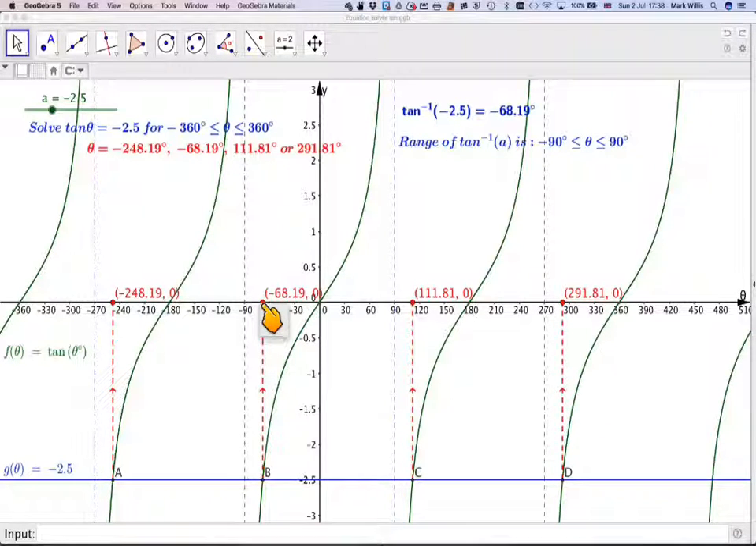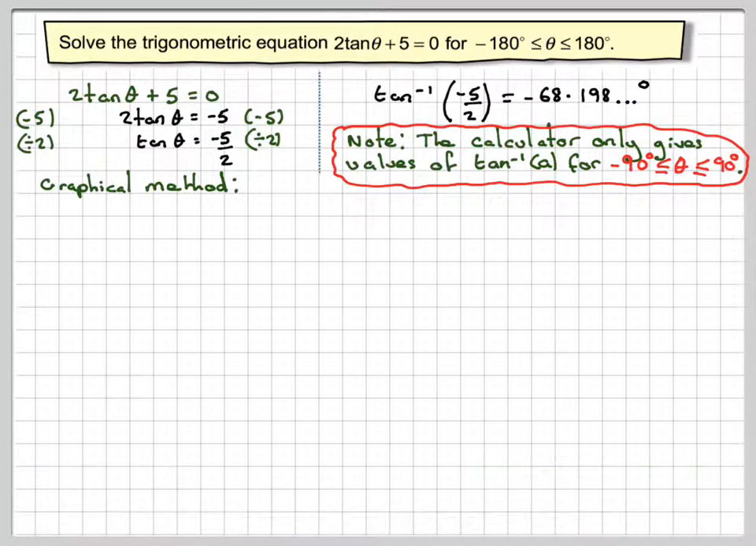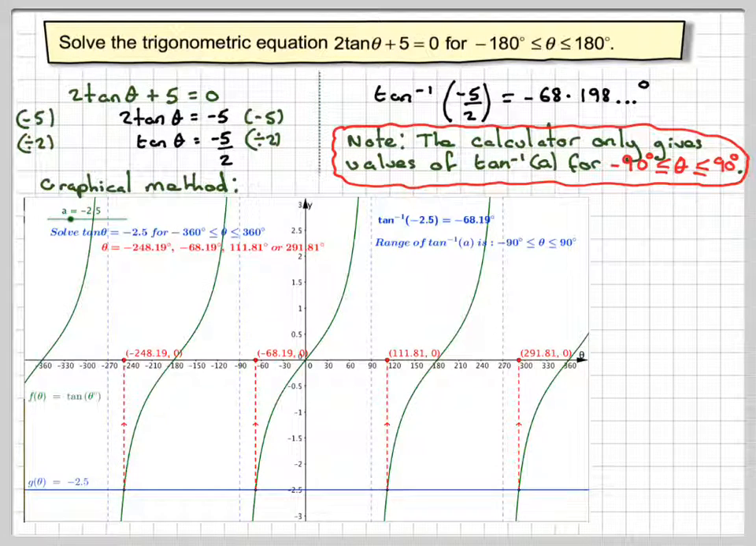Well, I've got that one, the calculator gave me that value, so in order to find the next one, all I need to do is to add the period of the graph. Now the period of a tan graph is 180 degrees, so it repeats itself after 180, so I need to add that in to get that second value. Okay, so there's my screenshot. Again, the applet I'll put in the notes of the video.